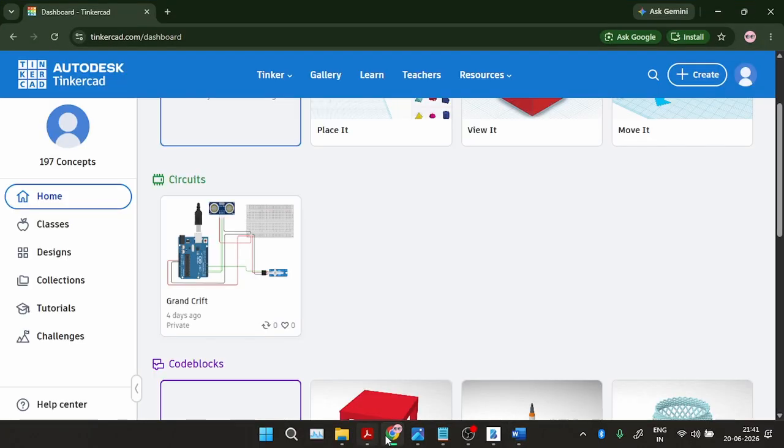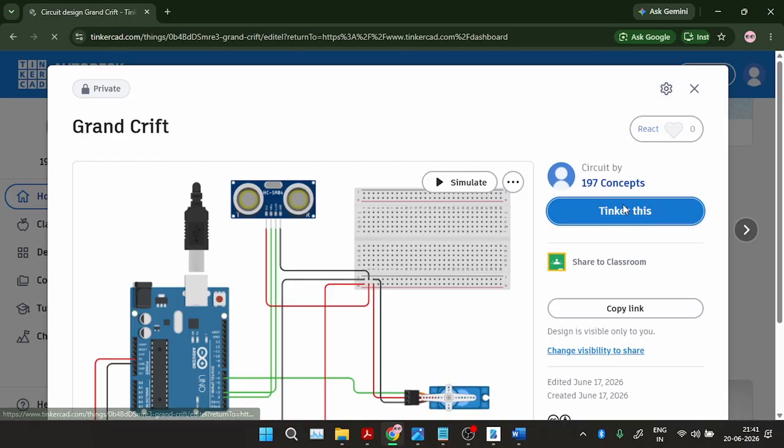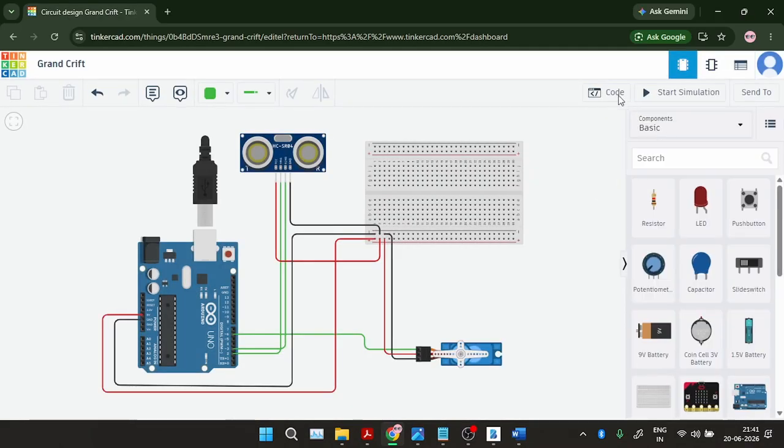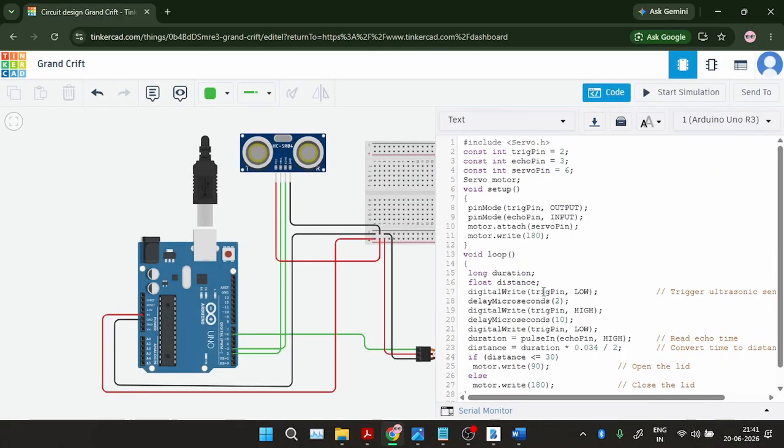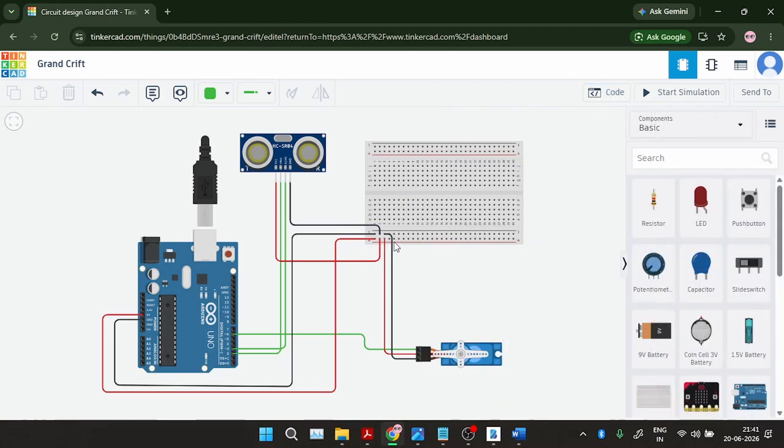For designing the circuit I'm using Tinkercad. This is a smart dustbin. Let me see what the condition was here. In the code, yes, this is correct. Less than 30, the lid should open. This is the same as the smart dustbin. The smart dustbin and the smart railway gate are both the same. So let's go for designing.